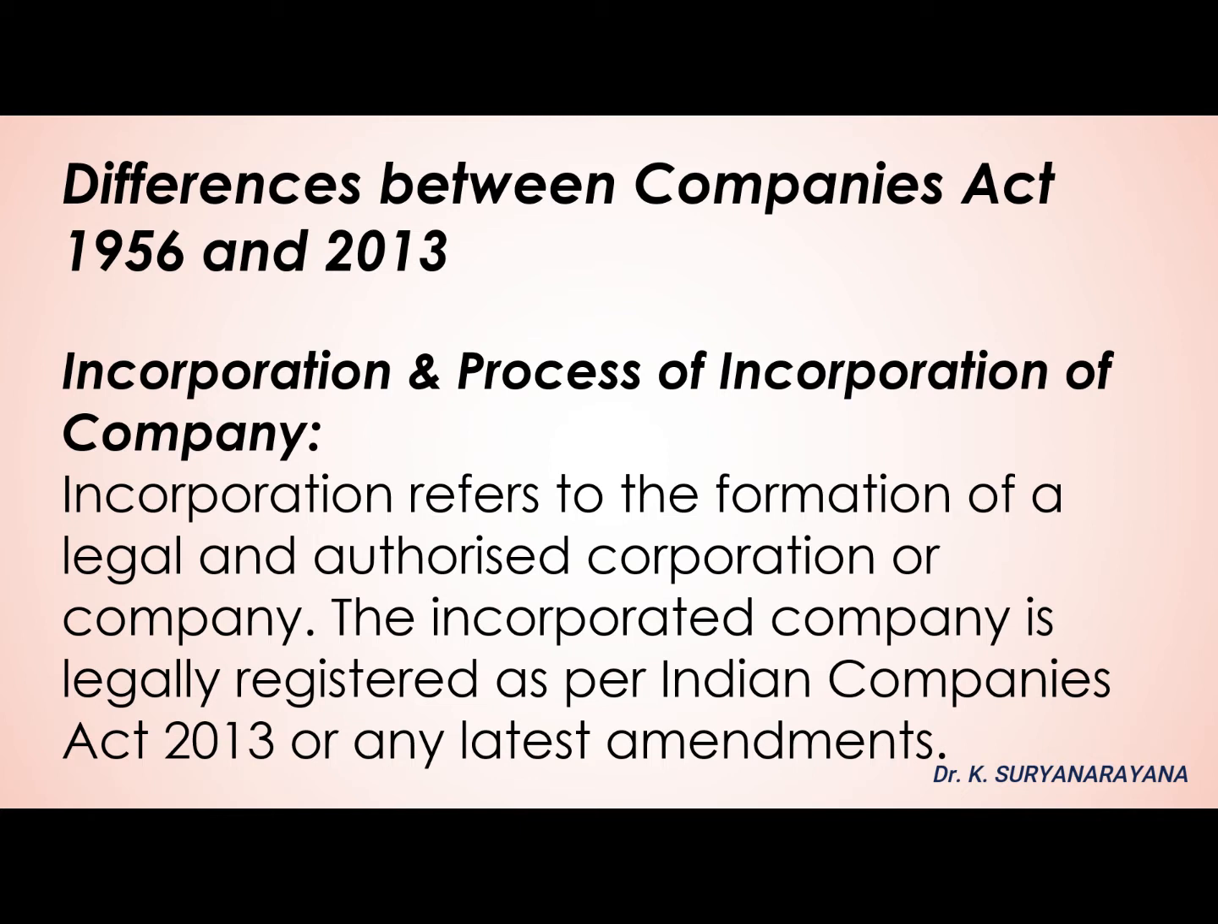The structure of Companies Act 2013 compared to Companies Act 1956 is clearly explained. Structure of Indian Companies Act: Companies Act 1956 has only 13 parts, 700 sections, 15 schedules. In Companies Act 2013, there are 29 chapters, 470 sections, 7 schedules.